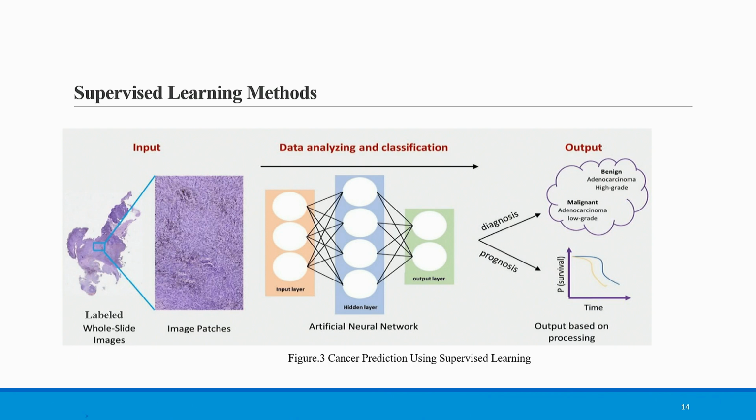Here is just the basic overview of the fully supervised learning method. We take the labeled dataset, convert it into patches, go through a CNN, and then go for diagnosis or prognosis, meaning the output, whether it's a malignant tumor or a benign tumor, and the outcomes on the basis of prognosis, like how long this patient can go through the treatment process, or what the outcomes are after the treatment procedure.